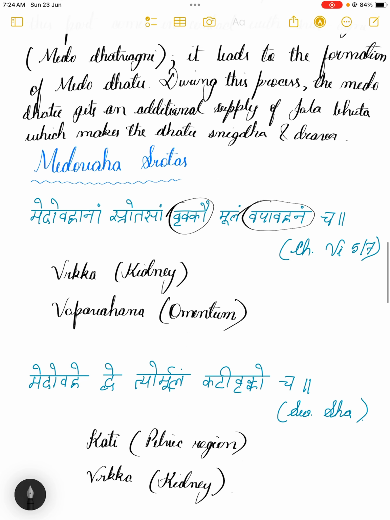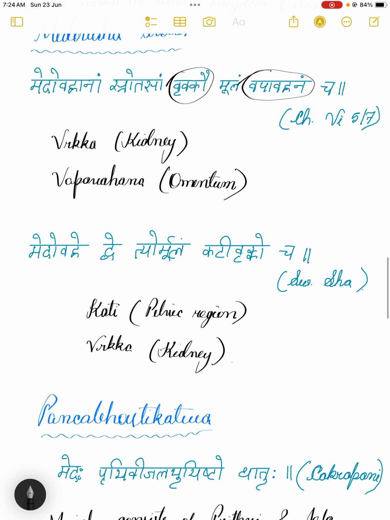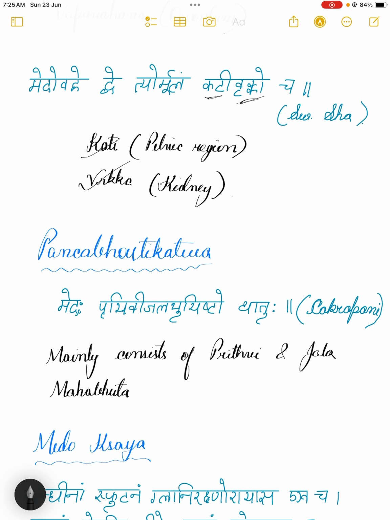However, Acharya Sushruta slightly differs in opinion from Acharya Charak because he has mentioned Kati, which can be understood as the pelvic region, instead of Vapavahanam. That is, Medo Vahidvetyor Moolam Kativrik Kucho. The two sites of origin according to Acharya Sushrut are Kati, the pelvic region, and the Vrikko, which is the kidney or the kidneys.